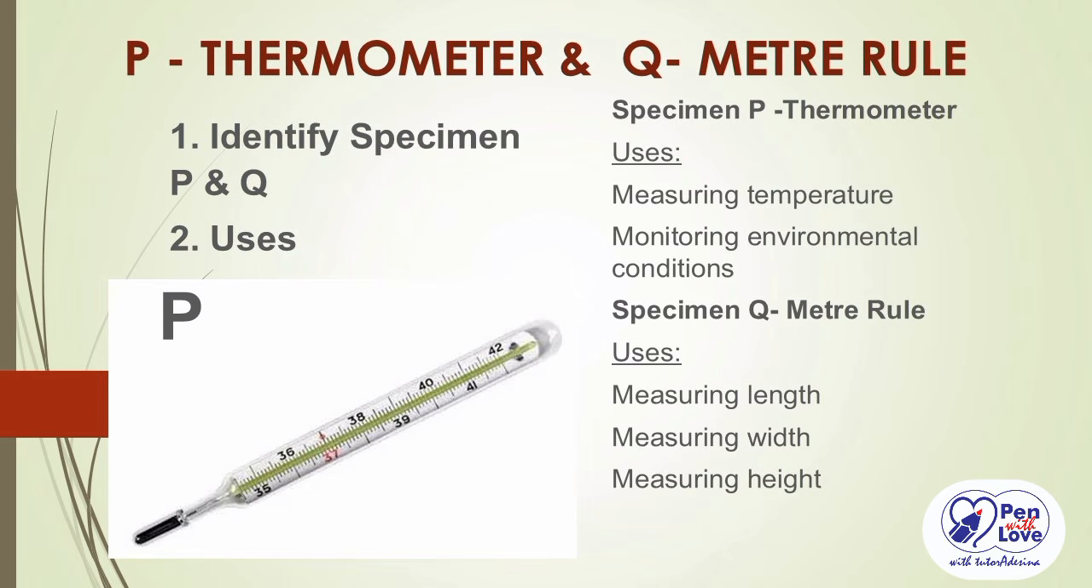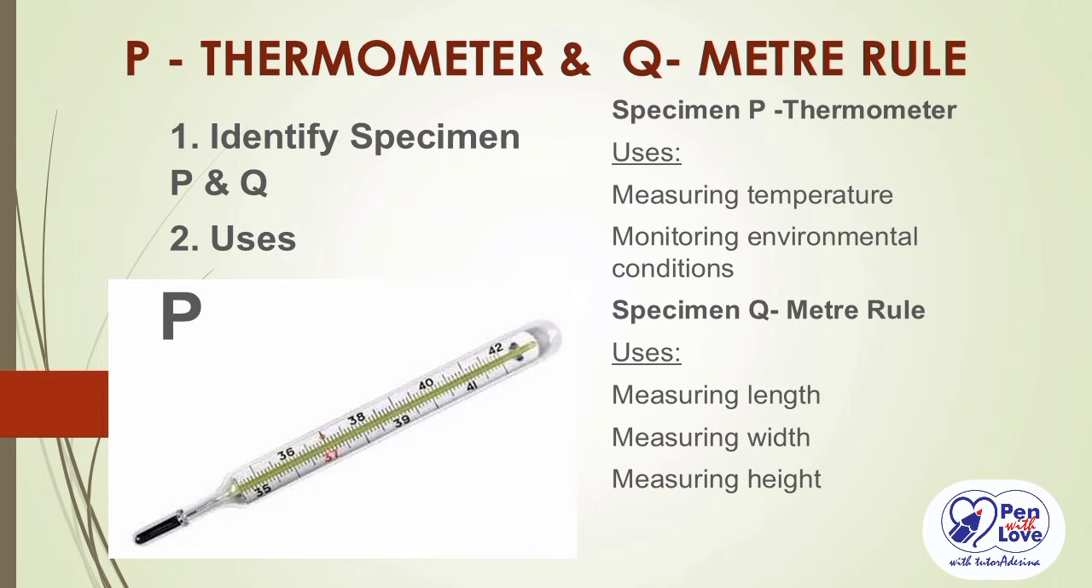So what are they used for? The thermometer is used for measuring temperature. It's used for monitoring environmental conditions. While the meter rule is used for measuring length, width, height, measuration in a nutshell.